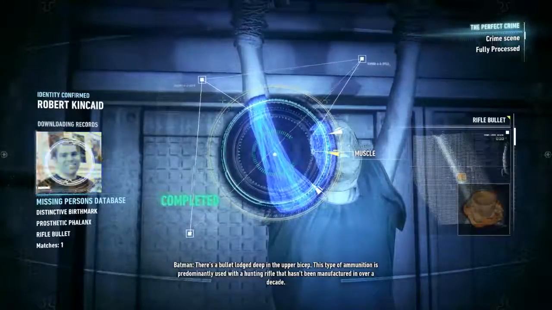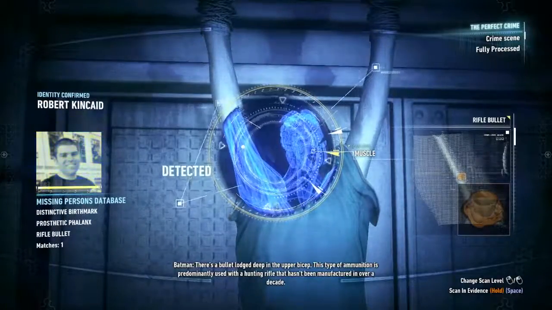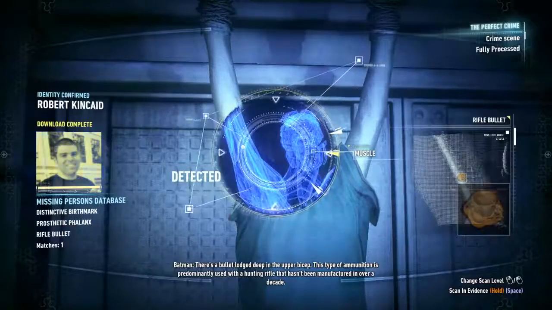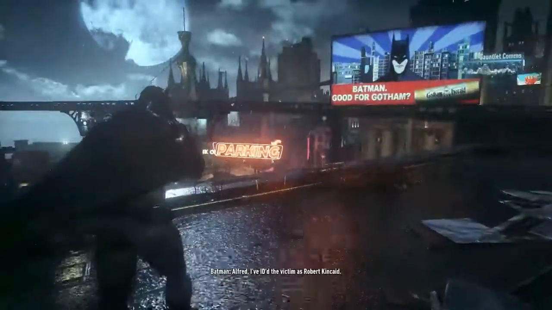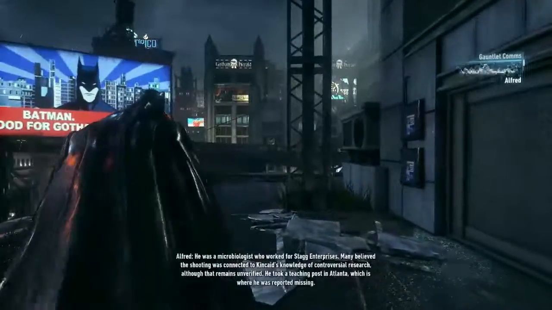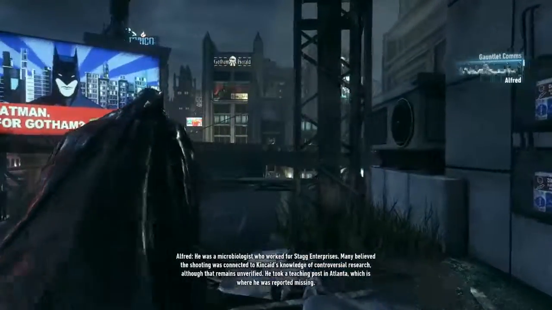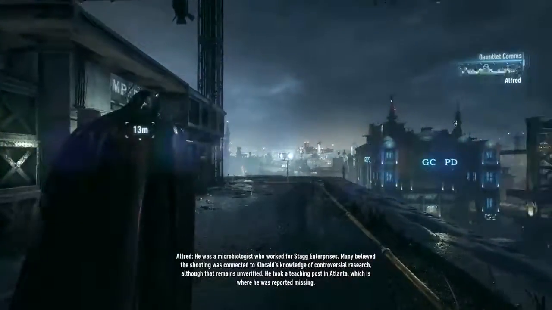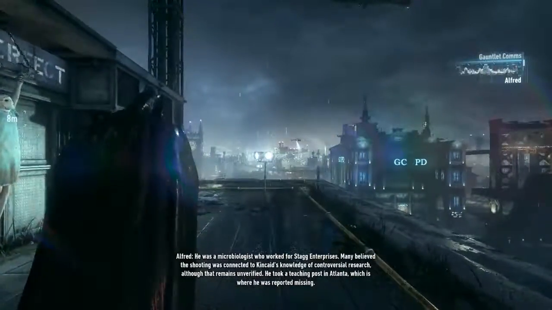There's a bullet lodged deep in the upper bicep. This type of ammunition is predominantly used with a hunting rifle that hasn't been manufactured in over a decade. Alfred, I've ID'd the victim as Robert Kincaid. He was a microbiologist who worked for Stag Enterprises. Many believe the shooting was connected to Kincaid's knowledge of controversial research, although that remains unverified.